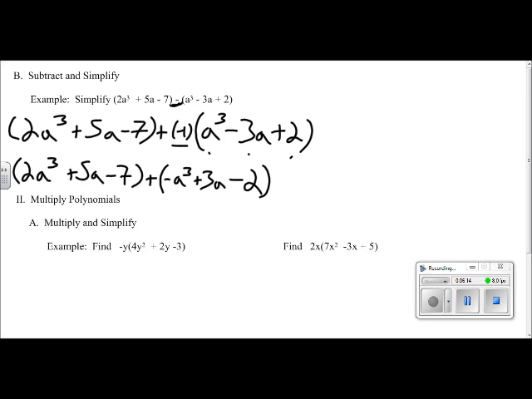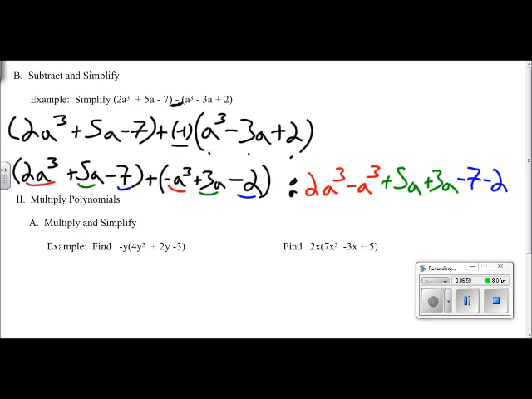Now that we have our polynomials in this form, we need to look at all of the terms individually. So we have our a cubed terms, our a terms, and our constant terms. The first ones we look at are the a cubed terms. We see that we have 2a cubed minus 1a cubed, or just minus a cubed. Next ones we look at are our 5a plus 3a. And then we look at our constants. We have negative 7 minus 2.